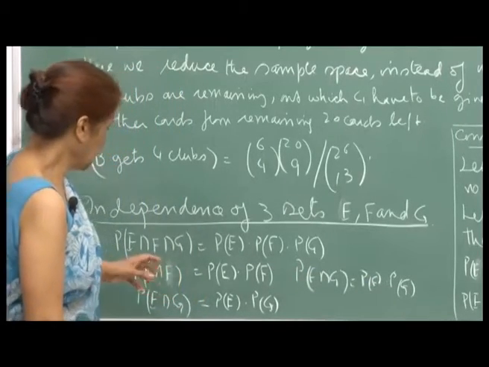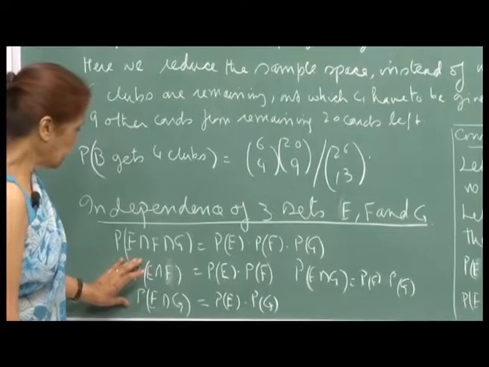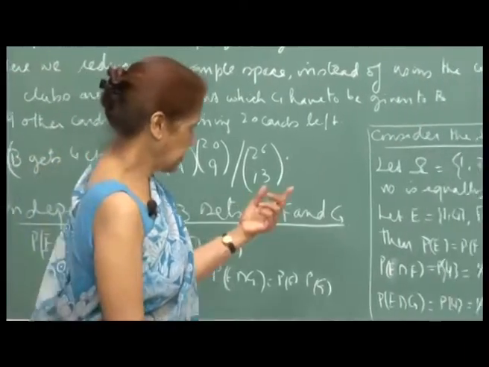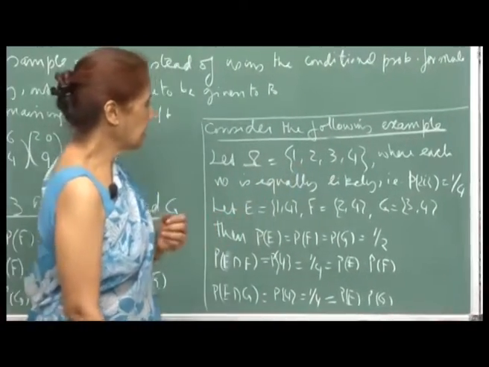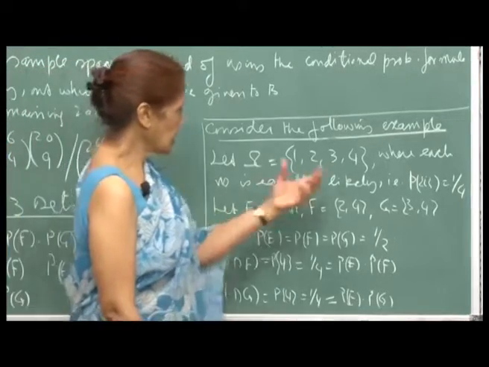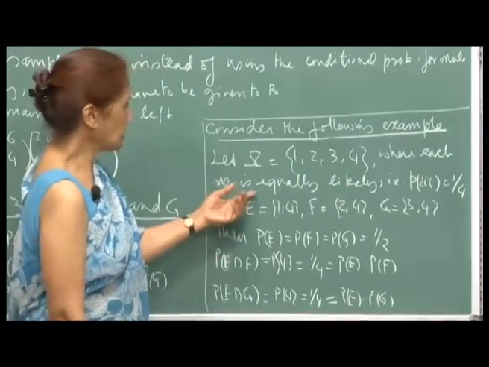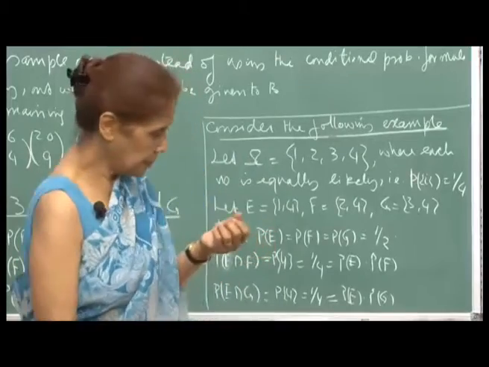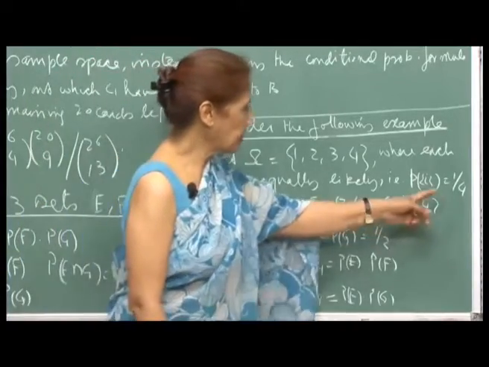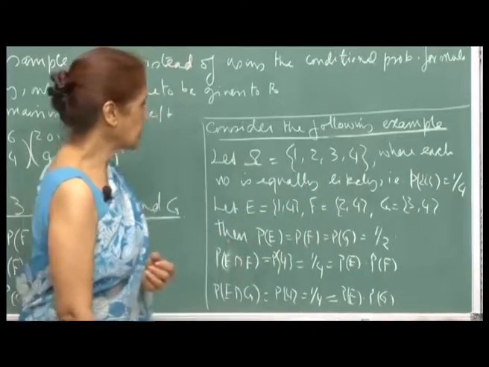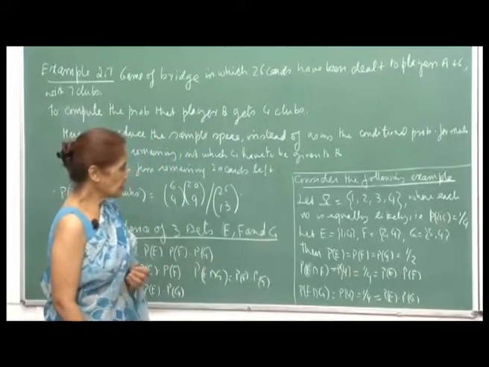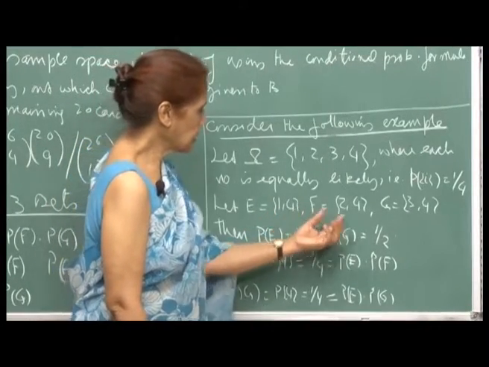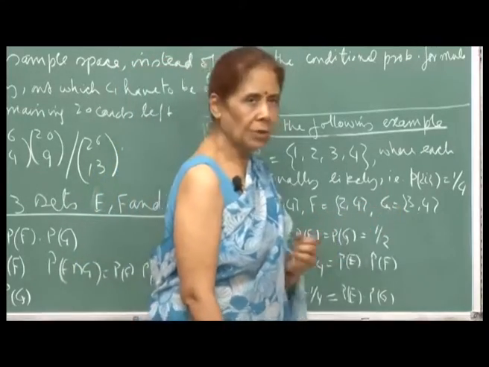So, you can construct situations where the last 3 conditions are satisfied, but the first one is not. I have been able to lay my hands on this example here. Suppose your sample space consists of these 4 numbers, where each number is equally likely. That means the probability of any number coming up as a result of the experiment is 1 by 4, because they are equally likely and there are 4 elements in omega, your sample space. Now, let us choose E to consist of the numbers 1, 4, F to consist of the numbers 2, 4, and G of 3, 4.